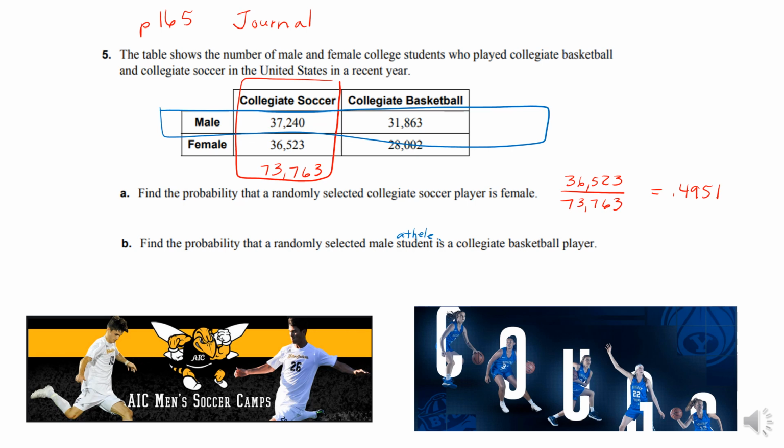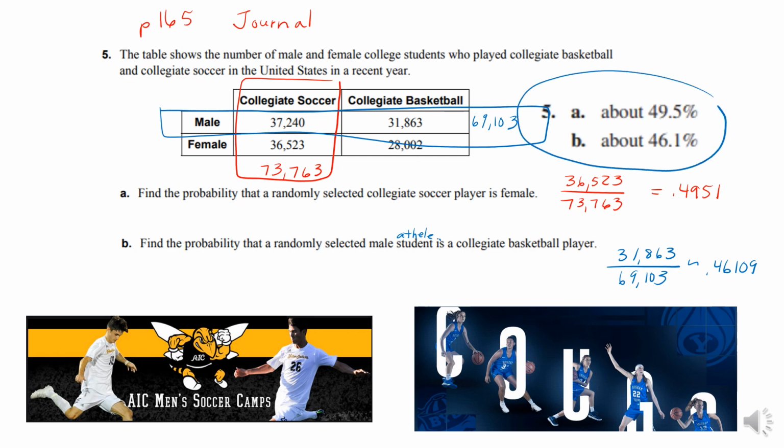So they made kind of an assumption here, but they totaled it and they said that this total was 69,103. So to calculate this one, my total is 69,103, and then we're going to put basketball 31,863, and that is approximately 0.46109. So you can see our answers up here were correct, but again, like I said, they made the wrong assumption here where they said a randomly selected male student. So they should have said soccer or basketball player is a collegiate basketball player.